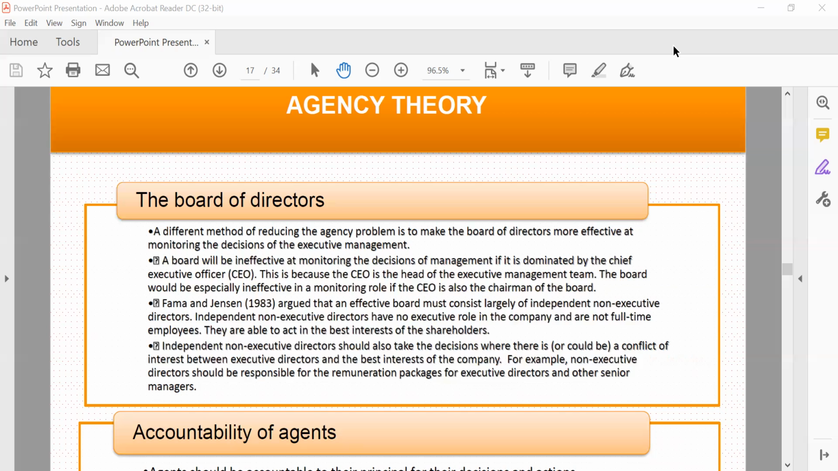Independent non-executive directors should also take the decisions where there is a conflict of interest between executive directors and the best interest of the company. For example, non-executive directors, or NEDs, should be responsible for the remuneration packages for executive directors and other senior managers. Very, very important.